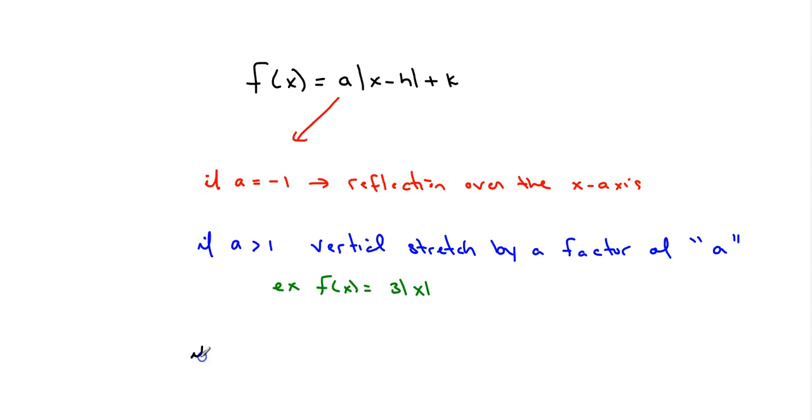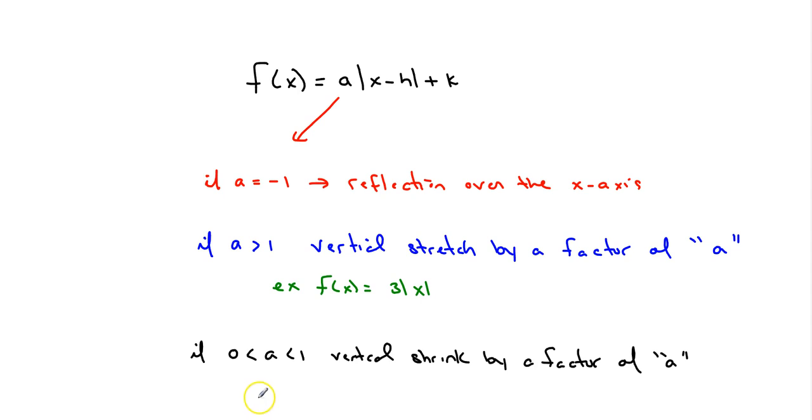And then if a is between 0 and 1, so if a is greater than 0 but less than 1, so any fraction, then this is a vertical shrink by a factor of a. And again, the example here would be, let's say f of x equals 1/2 times the absolute value of x. I would say this is a vertical shrink by a factor of a.